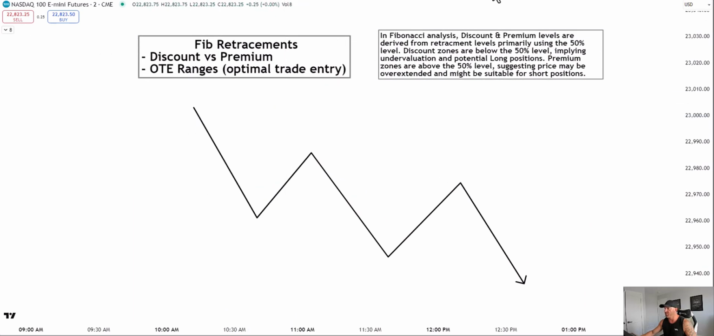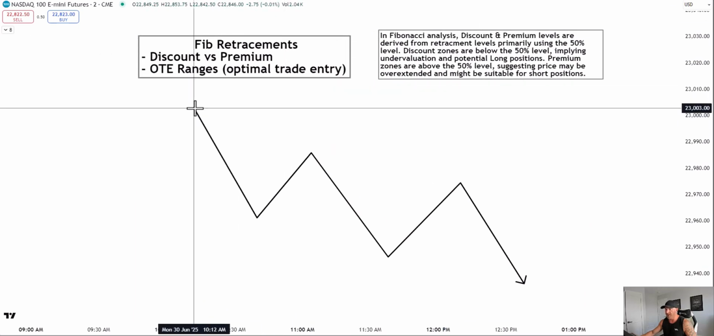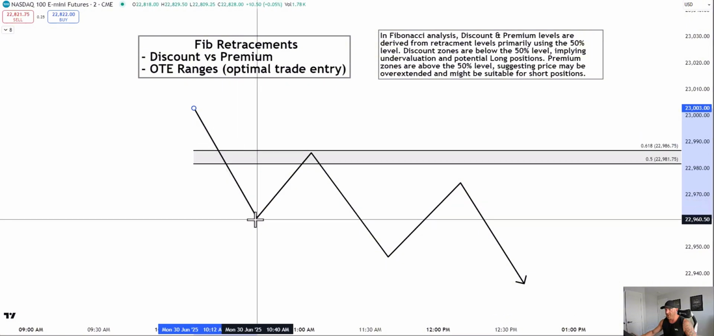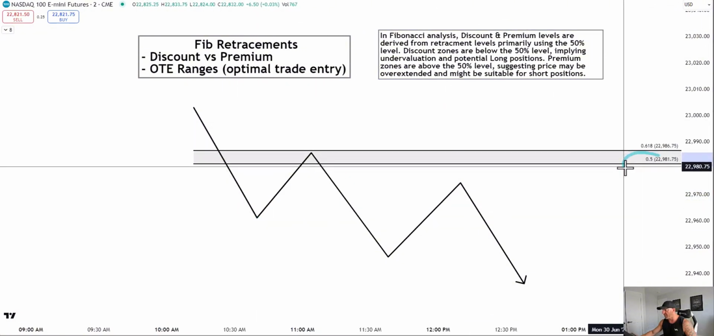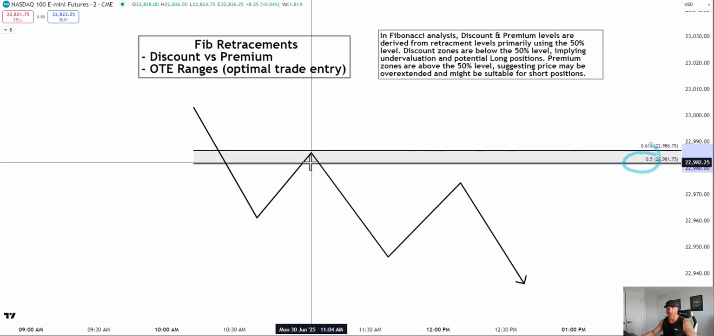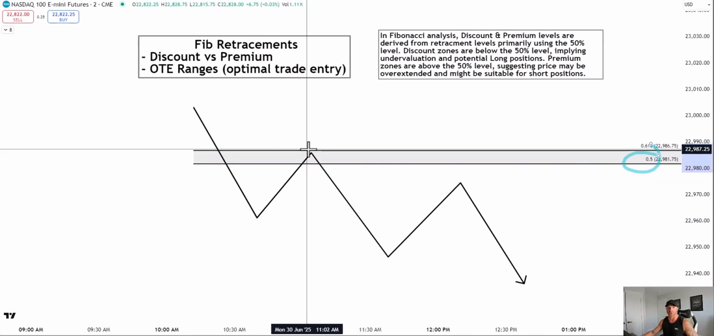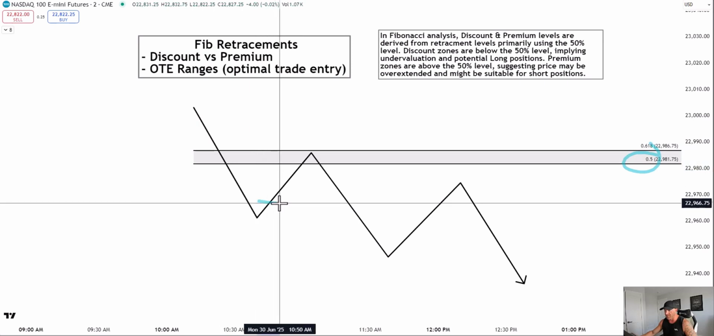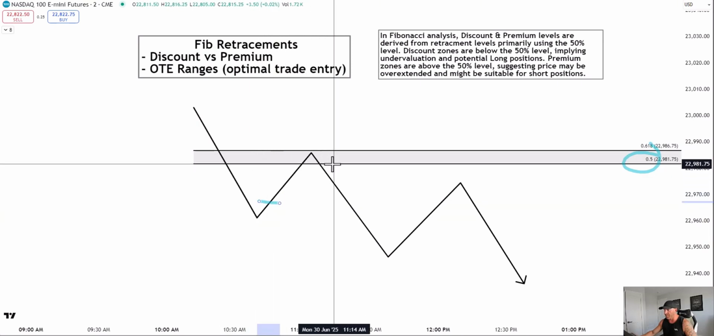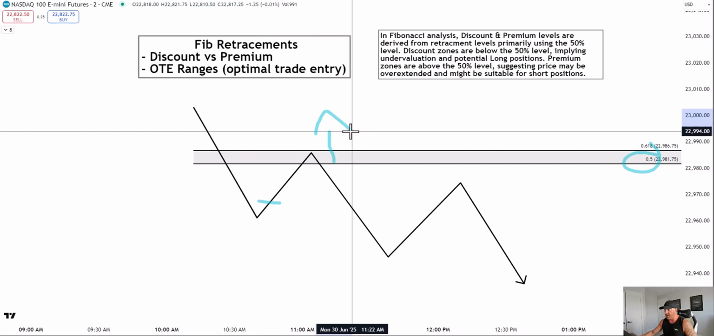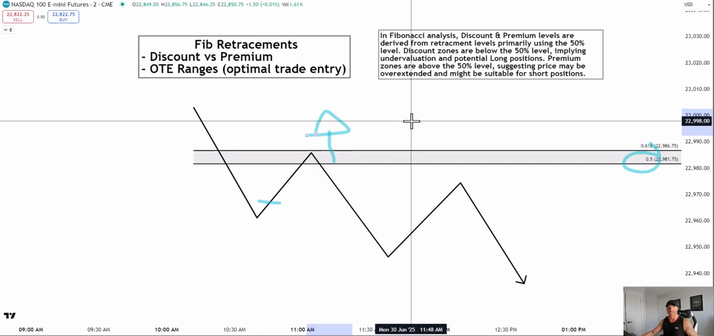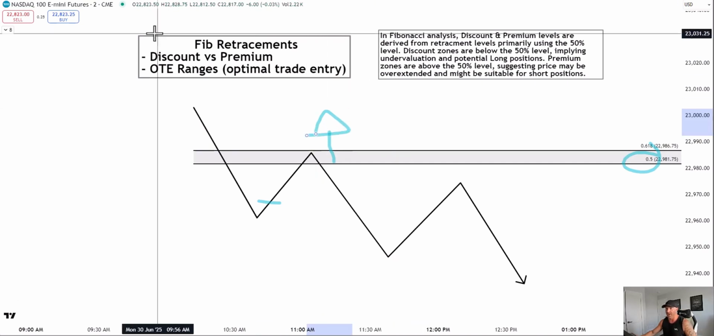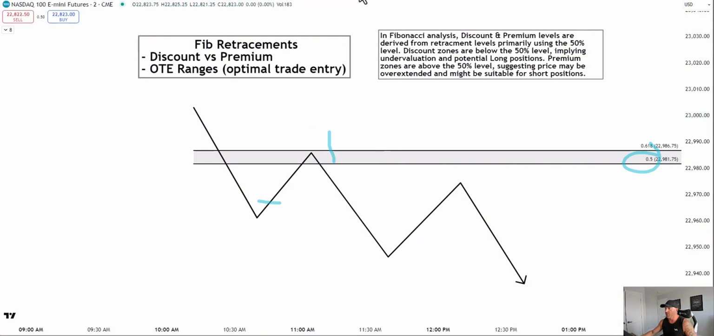So we want to take our Fib tool, draw it from this swing high to this swing low, and this gives us a 50% range. Again, anything above this 50 is our discount area. Discount to short. You don't want to short down here. We're still in premium, right? You want to wait till we get above this 50%, and that gives us our discount range, our optimal trade entry.